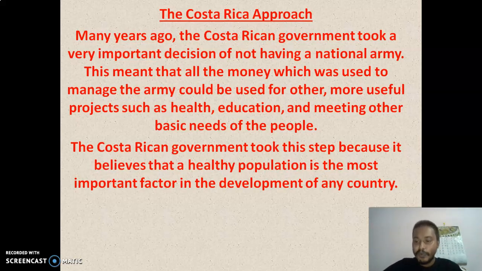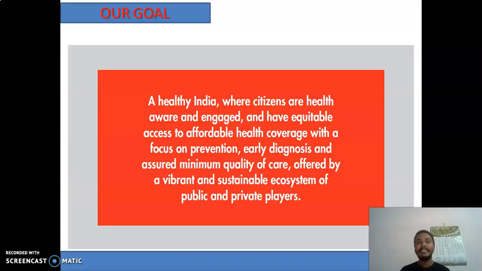So what happened? Their people are happier and more disease free, and Costa Rica is now a good and happy country. They do not have much army, but they spend more money on education, health, and meeting people's needs. This way the country is developing and people are healthier. This is our goal, and we believe that one day India also will be a healthy India, where citizens are health aware and engaged and have equitable access to affordable health coverage, with a focus on prevention, early diagnosis, and assured minimum quality of care offered by a vibrant and sustainable ecosystem of public and private players both. This is our goal, that one day India will achieve all of this.